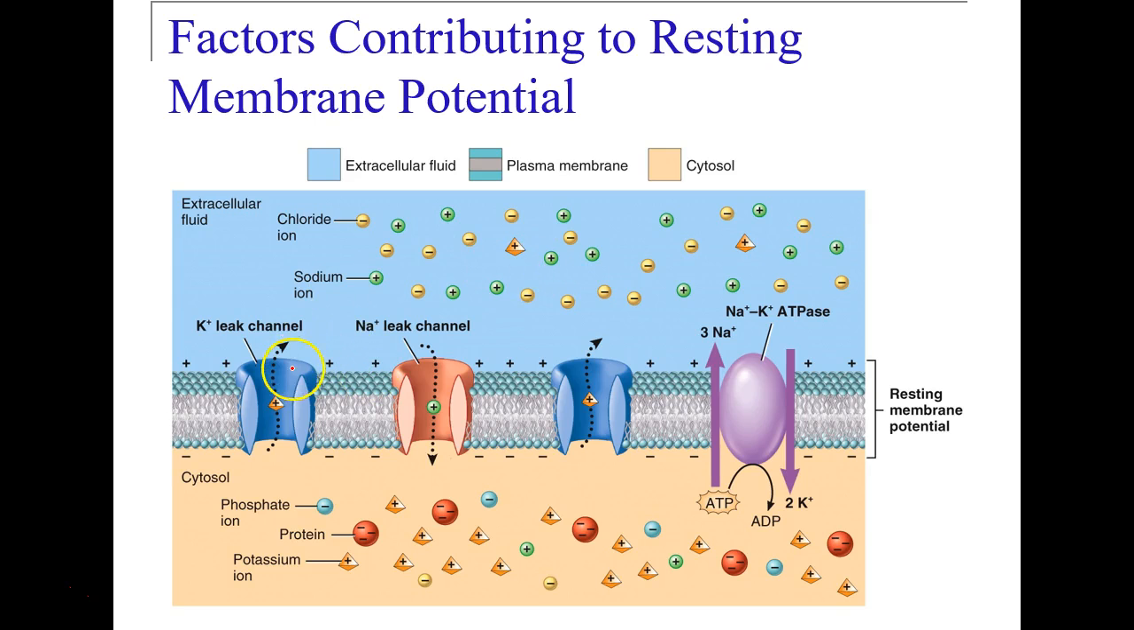Okay, so this just shows how there are going to be leakage channels. Potassium will move out of the cell, sodium will move in the cell, but these pumps, the sodium-potassium pumps, will pump sodium out of the cell and bring potassium back into the cell, creating that unequal distribution. As you can see, there are proteins that are negative. This is what is causing the more negative charge on the inside of the cell.